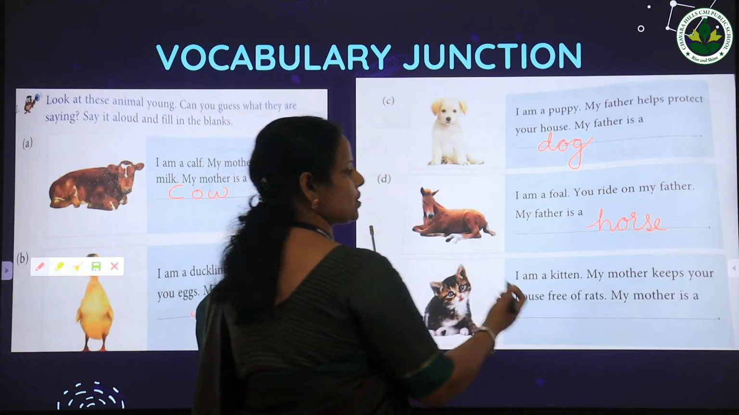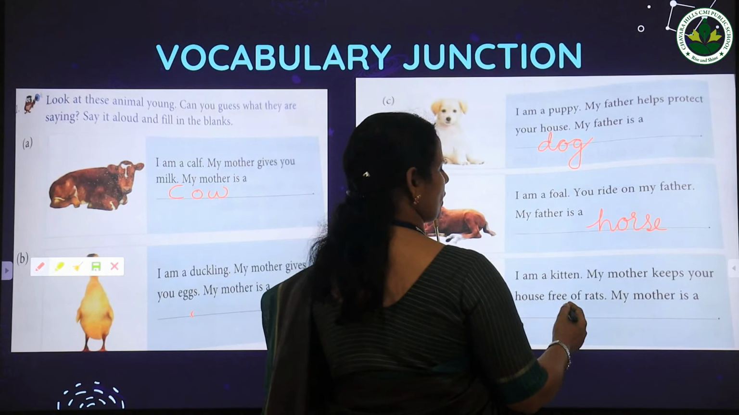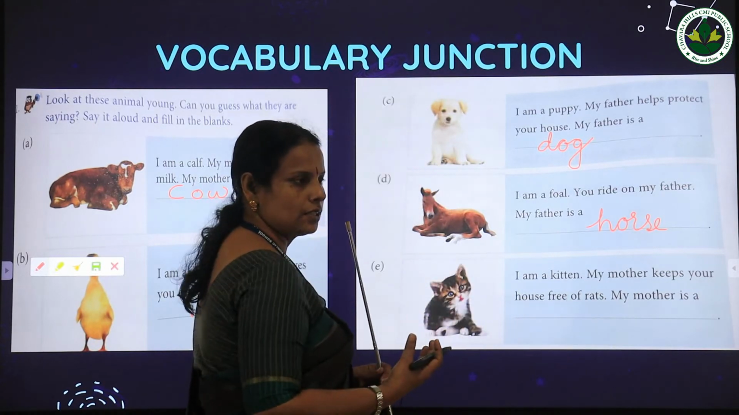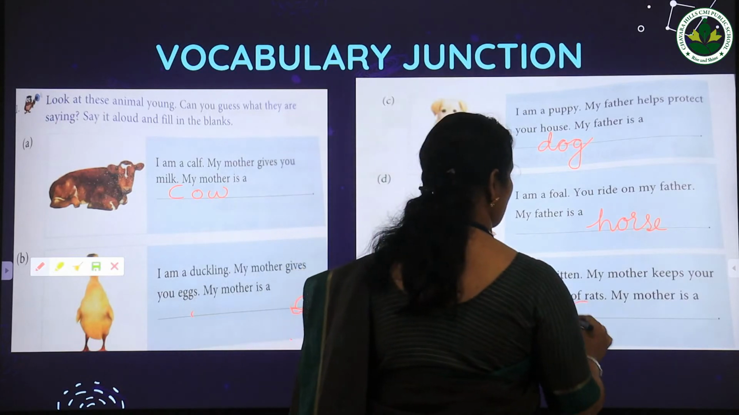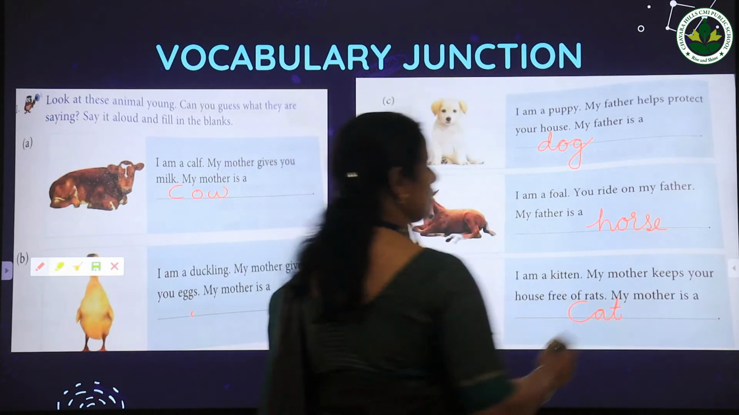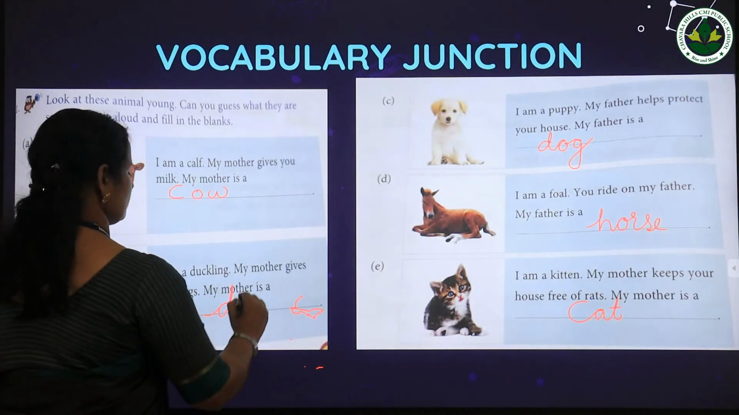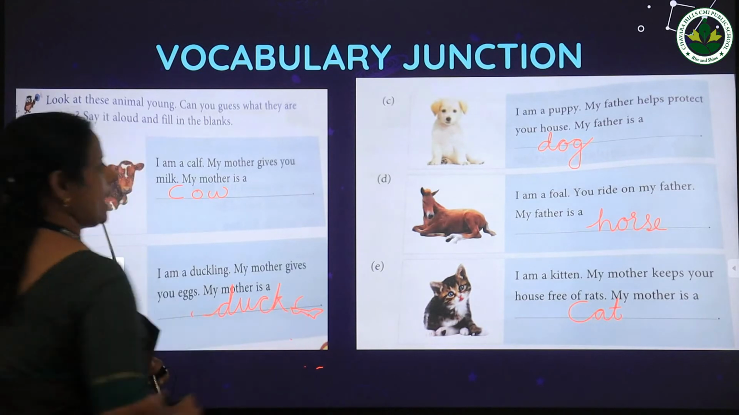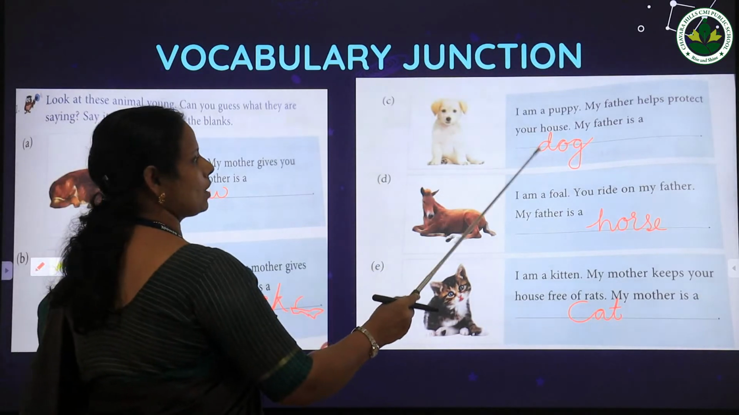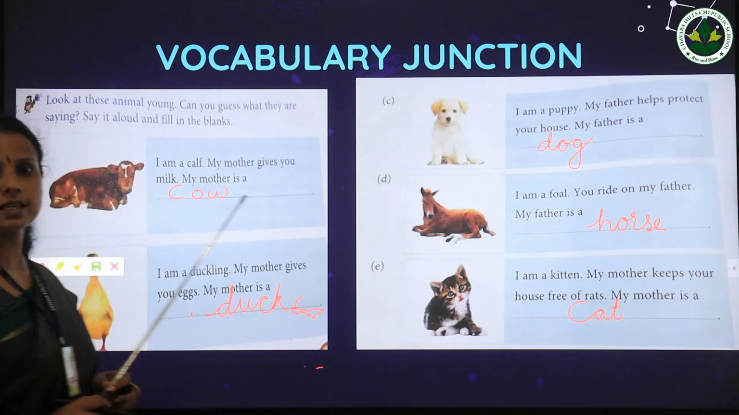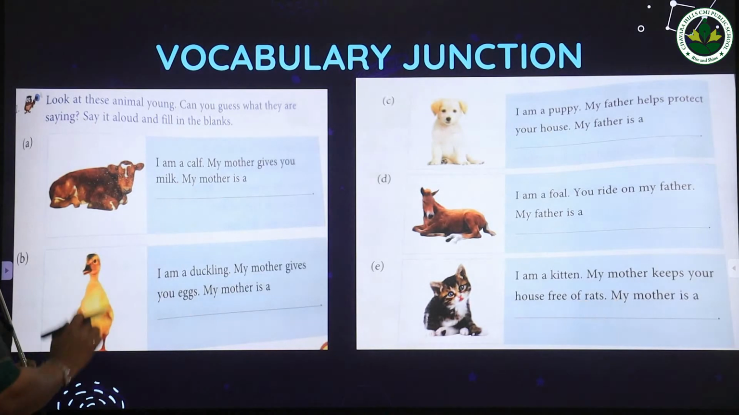Then last one is, from the picture itself you can easily find out the name of this young one's mother, isn't it? I am a kitten. My mother keeps your house free of rats and my mother is a dash. Who catches a rat? Cat, isn't it? So mother of a kitten is cat. C-A-T, cat. So remember, mother of a calf is cow. Mother of a duckling is duck. And father of a puppy is dog. Father of a foal is horse and mother of a kitten is cat. That you have to keep in mind.